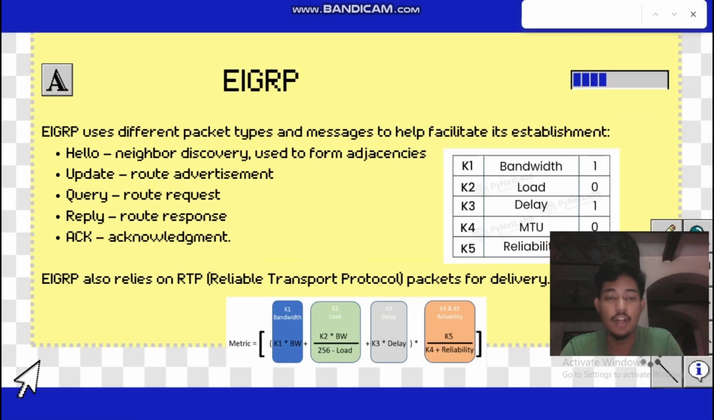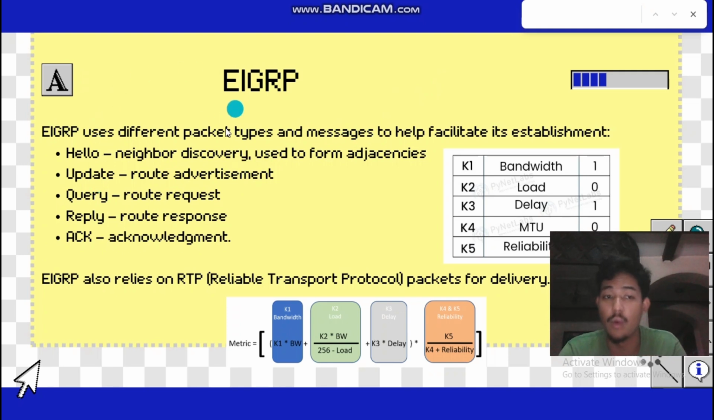More on EIGRP. These are the packets that I was mentioning a while ago. So EIGRP uses different packet types and messages to help facilitate establishment. The very core of EIGRP is the hello packet, which aids in neighbor discovery, and it is used to form adjacencies between different routers. And after the hello packets are sent out, we also have update packets, which advertise existing routes to other routers within the topology or within the network.